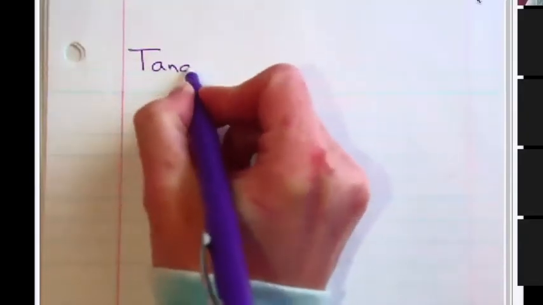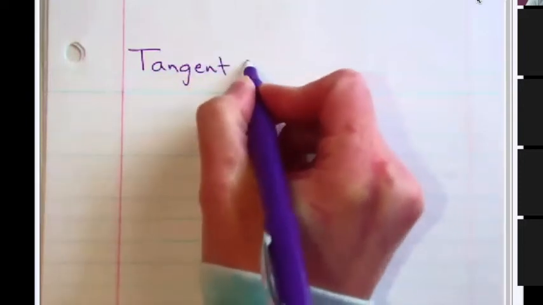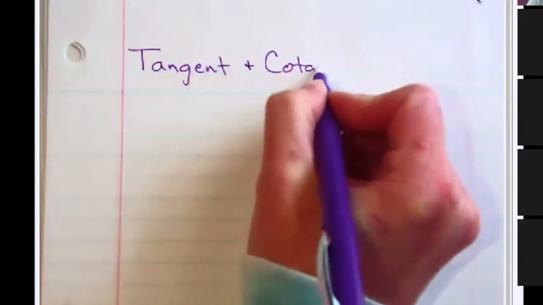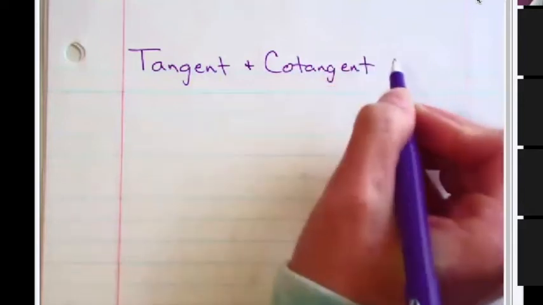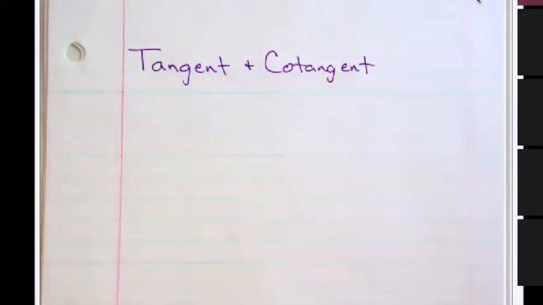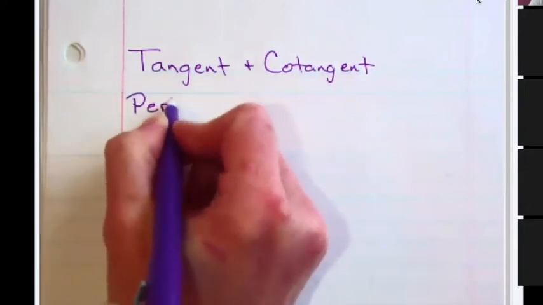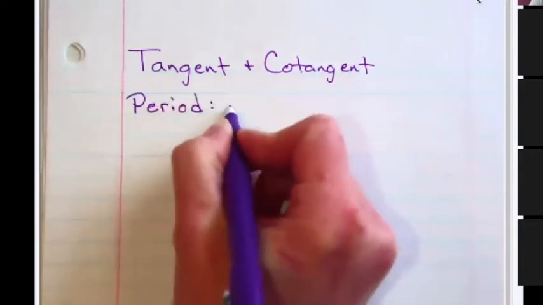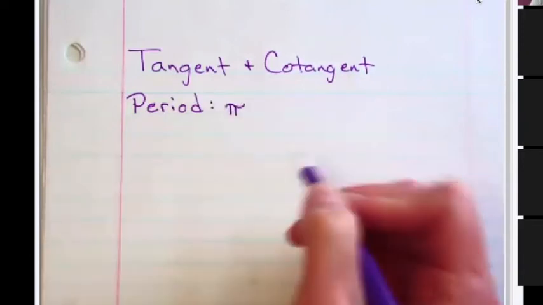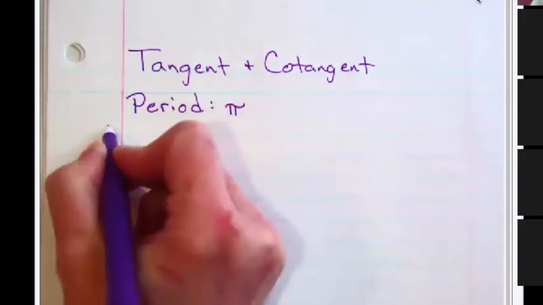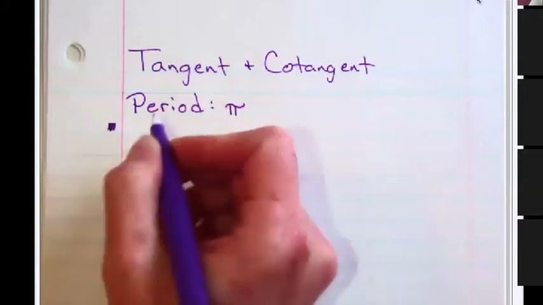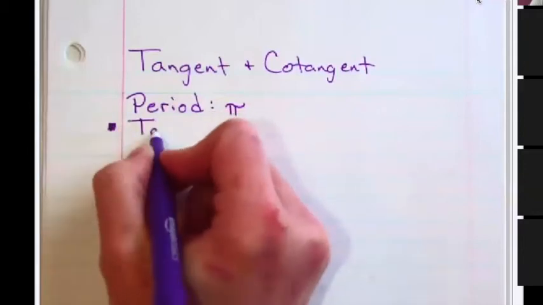So for tangent and cotangent, again, they're going to follow similar rules, but the shape is going to be a little bit different. So for tangent and cotangent, the period this time is going to be pi. So let's break these down into pieces, and we're going to look at tangent first.